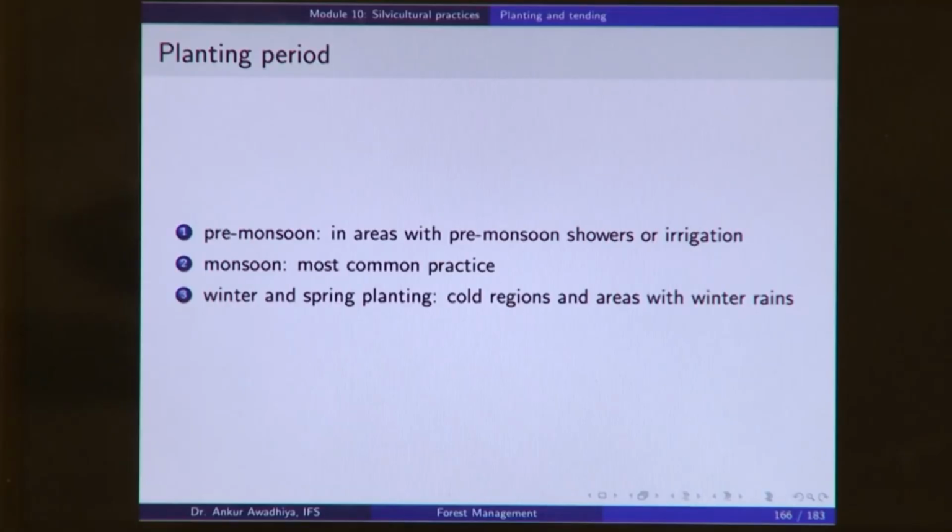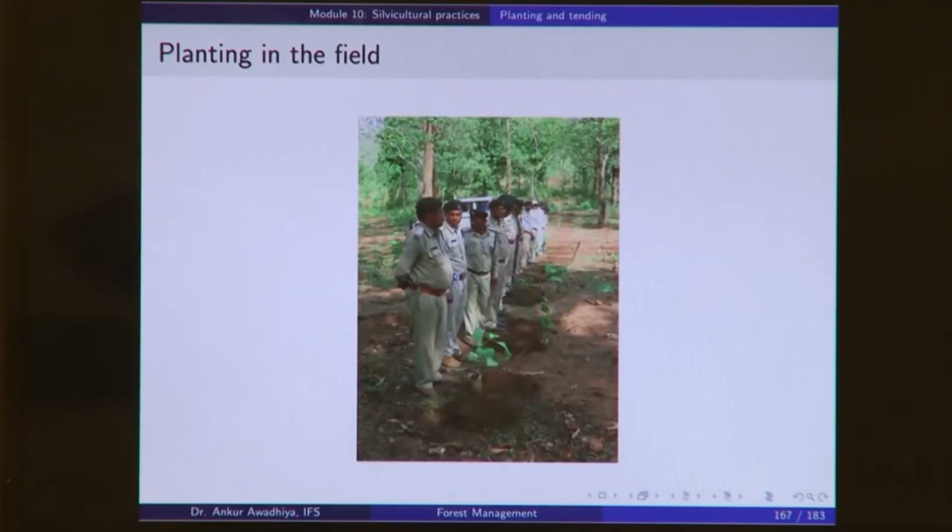Now, planting in our country is generally done in 3 different seasons. The most prominent is the monsoon season. So, it is most common to have your plantations done in the monsoon season, but in those areas where you get pre-monsoon showers, you can also have planting in the pre-monsoon season, and in those areas where we get winter rains or spring rains, we can do plantations in those areas as well. In very cold areas, winter planting is preferred because the plants are dormant in the winter season. So, if you plant them in the winter season, then they will be able to make maximum utilization of the spring season. So, how is planting done in the field?